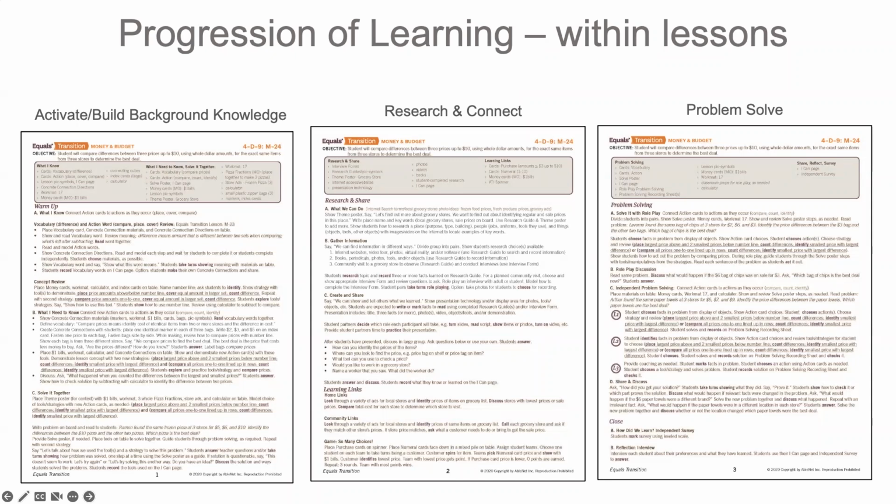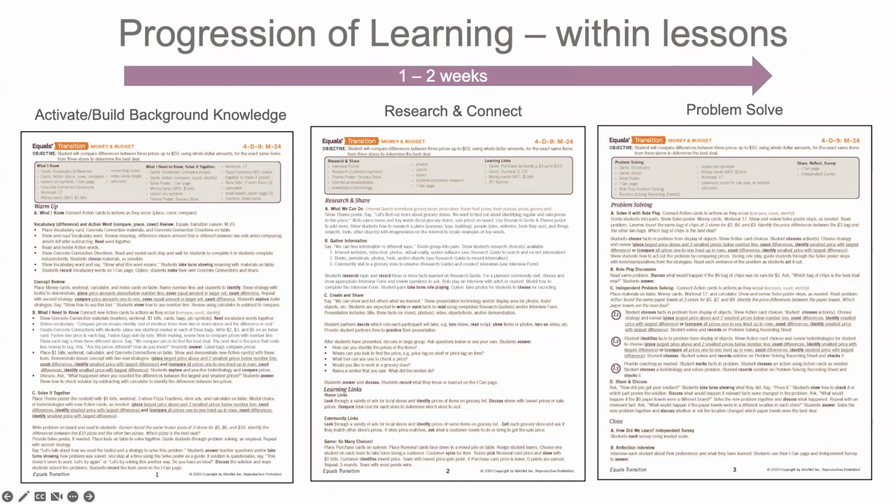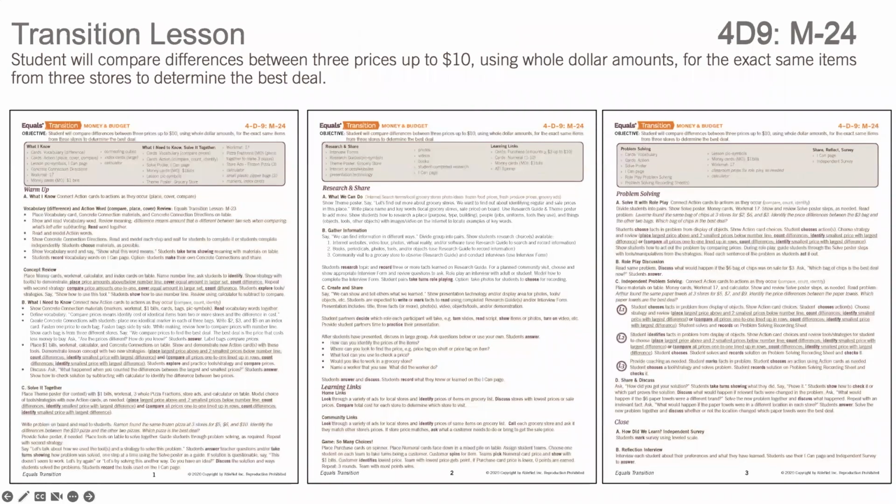On page 3, students apply what they are learning from a problem-solving point of view. There's a role-playing opportunity, then an independent problem-solving opportunity. Transition lessons are meant to take place over the course of 1 to 2 weeks, depending on your student. The transition lesson we'll discuss today is M24.